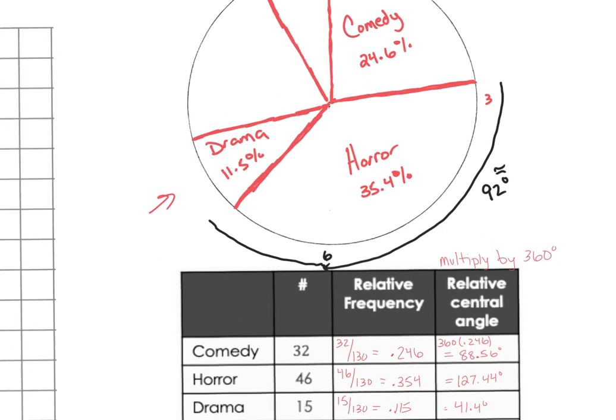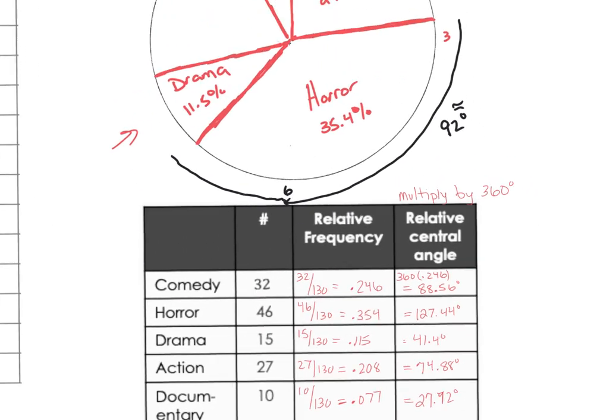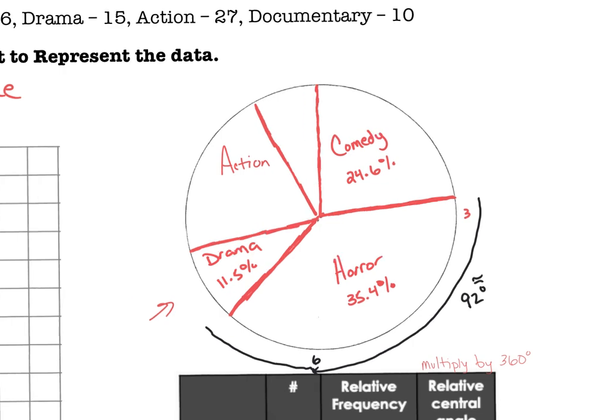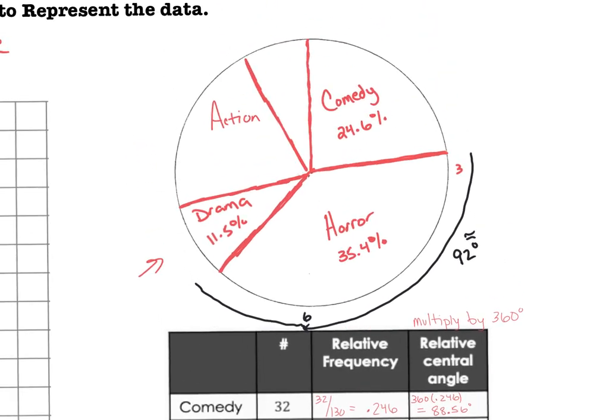And so this section right here was our action section. So we want to say action. And again, we want to use the relative frequency, which was 20.8%.